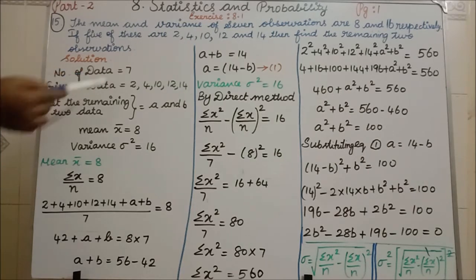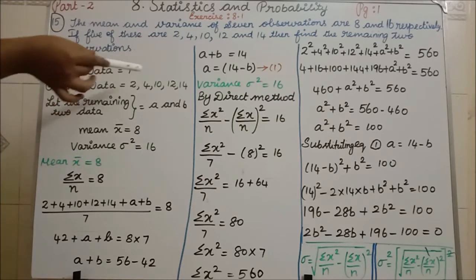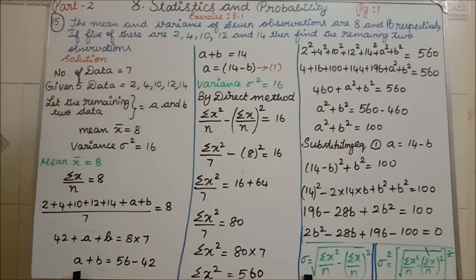Number of data. How many data is there? Totally 7 data is there. But in that 5 only they are given. Remaining 2 we are going to find. Given 5 data. What are the 5 data they are given? 2, 4, 10, 12, 14. These are the data they are given in the question. Let the remaining 2 data, we don't know the 2 data, isn't it? So let us take a and b. One data is, let us take a and the another data we will take as b.